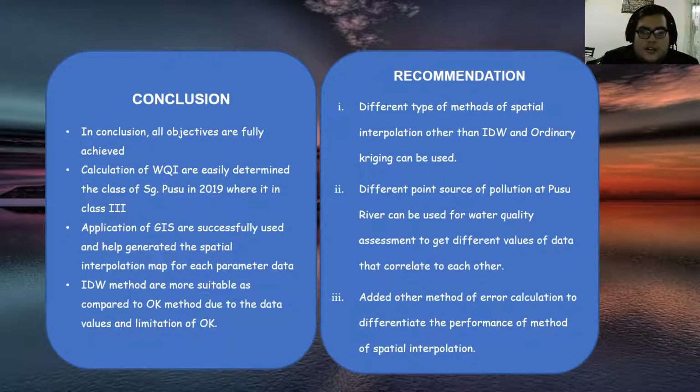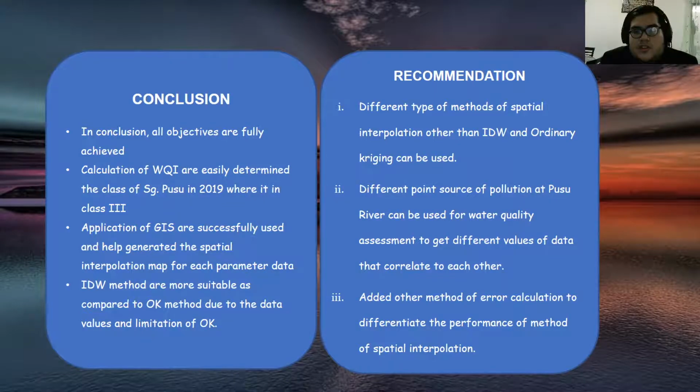Lastly is the conclusion. It can be seen that all objectives are fully achieved, the calculation of WQI is also determined, and the application of GIS is also successfully used to help generate the spatial interpolation maps. And lastly, the IDW method is more suitable as compared to the ordinary kriging method due to the data values and limitations of ordinary kriging. And lastly, I will explain the recommendations.